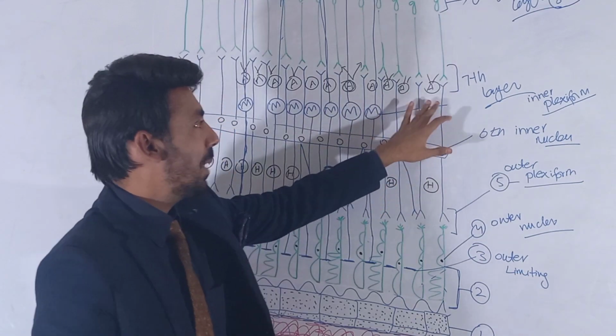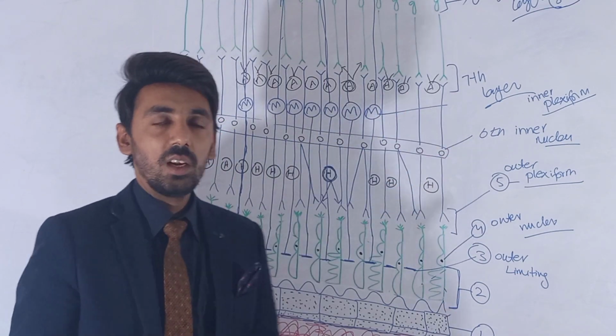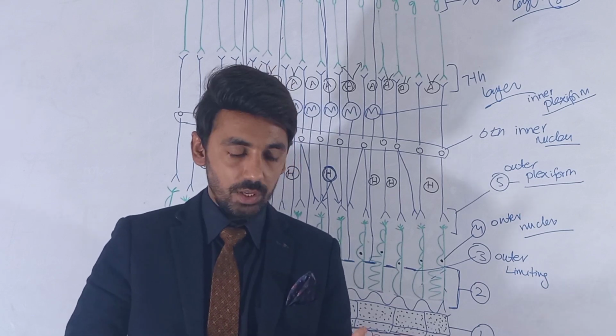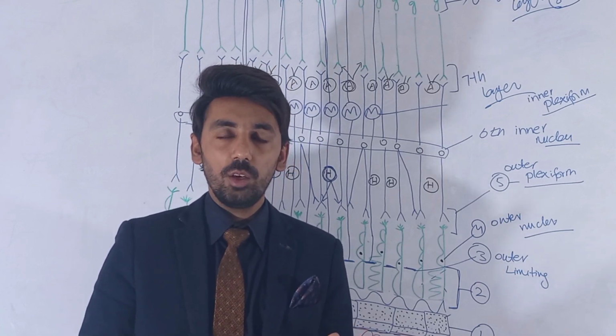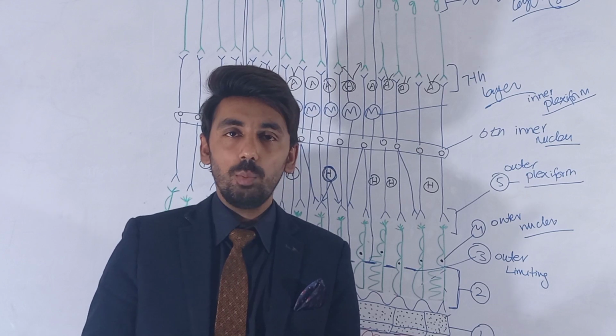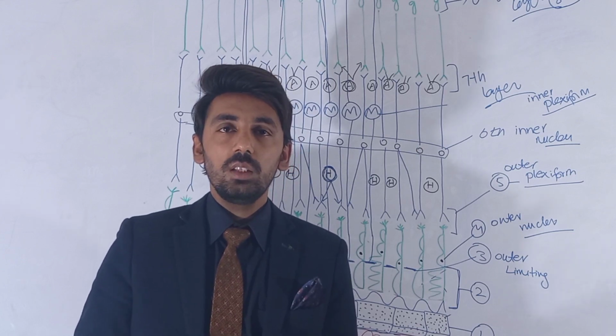And if you talk about the amacrine cells, there are three different neurotransmitters. The first one is GABA, the gamma aminobutyric acid. The second one is dopamine, and the third one is acetylcholine.